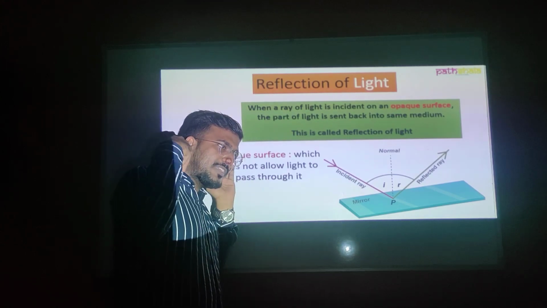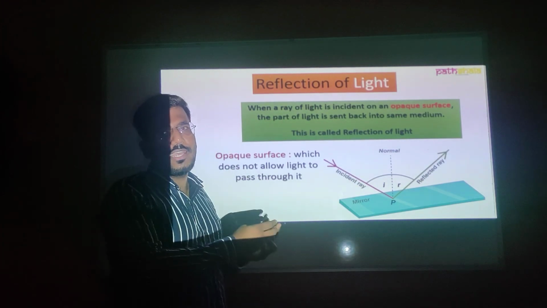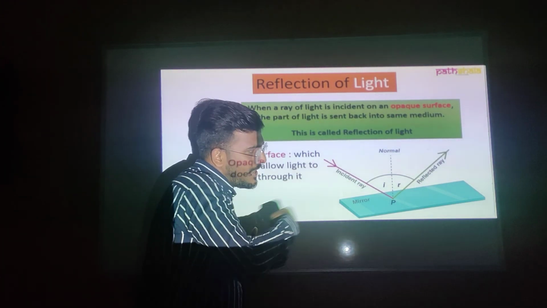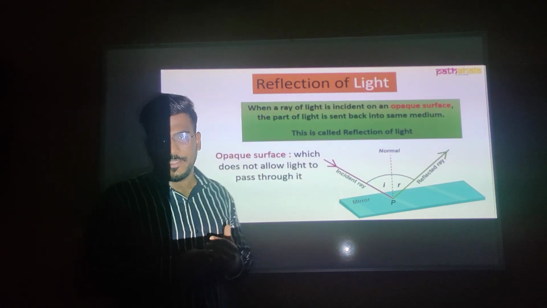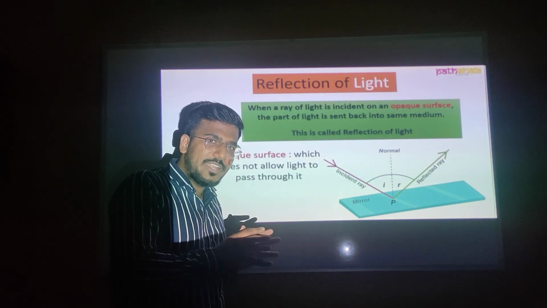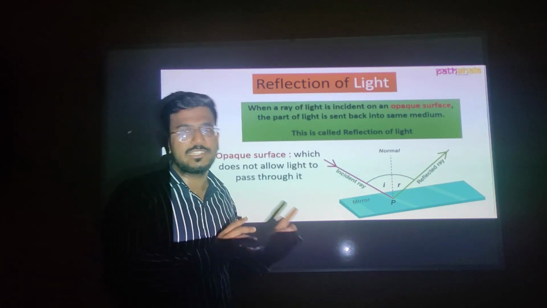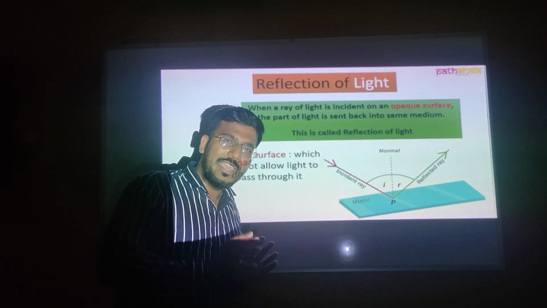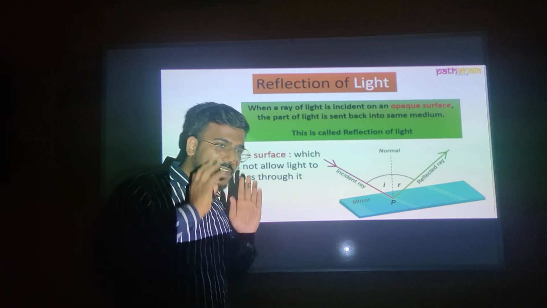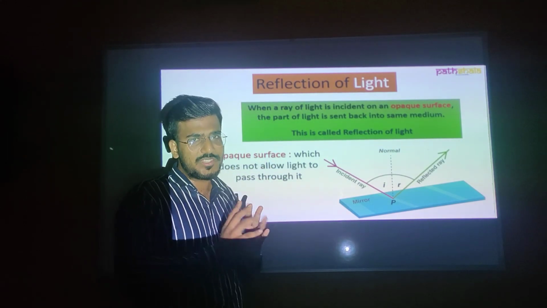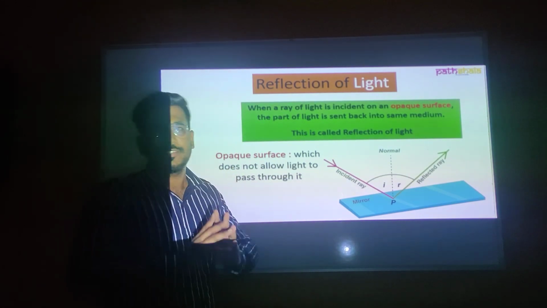If we take a mirror and send some rays of light, which we call the incident ray, we will get back certain rays of light, which are the reflected ray. Both these rays will be divided by a normal at a certain point, that is at point P. This point P is called the point of incidence, जहाँ पे we are sending light. So this is what reflection of light is called.